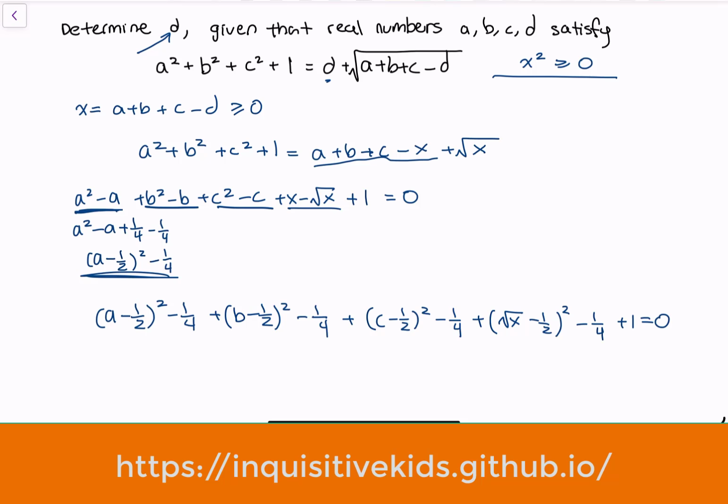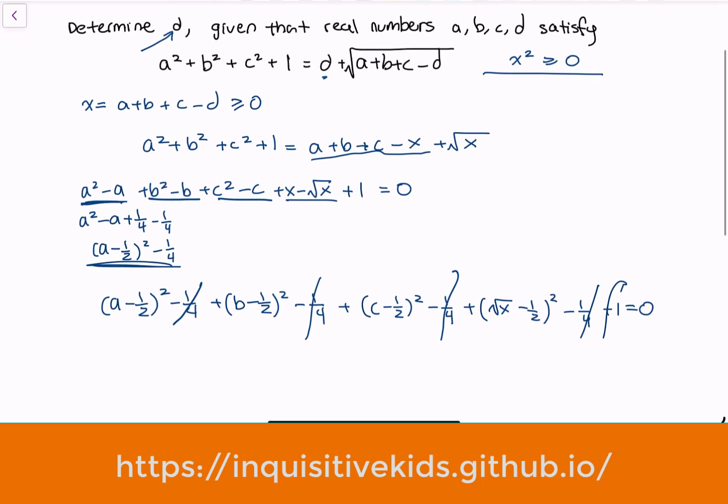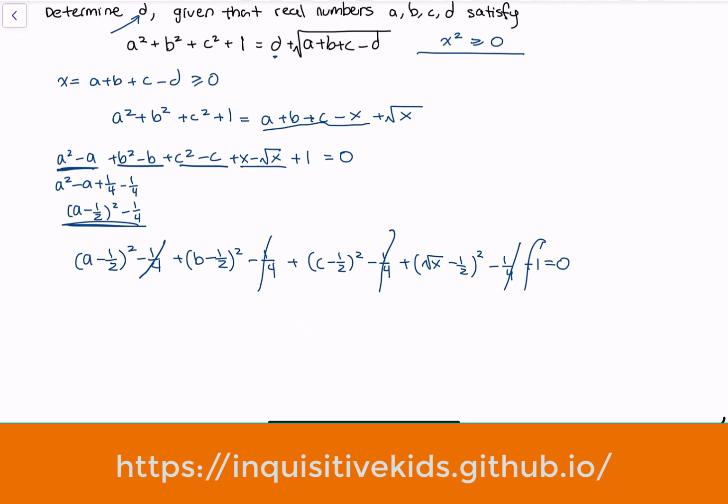And if we notice here, we have 4 of the negative 1/4 that cancel out with a positive 1. So we are left with 4 perfect squares added together equaling 0. So now we have to apply the trivial inequality. A sum of squares of real numbers can only equal 0 if every squared term is 0. So each of these terms must be 0.